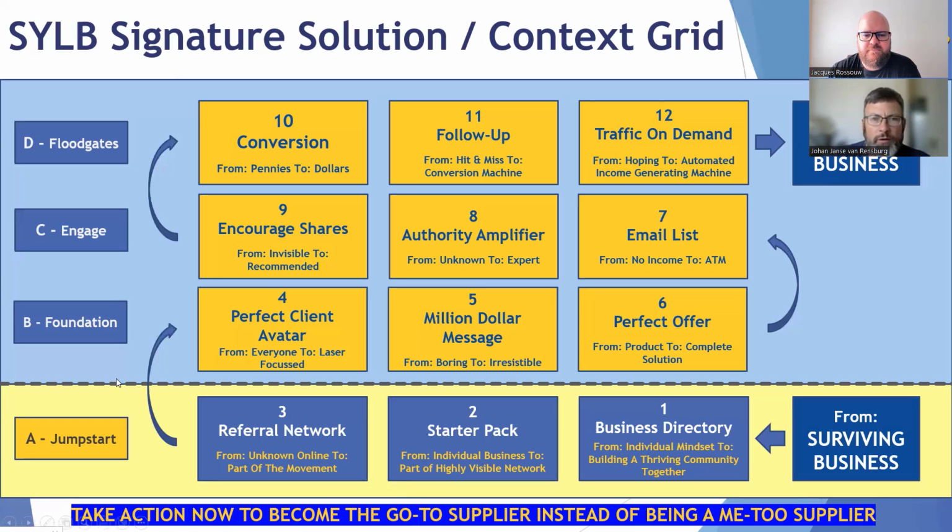And I just want to show you. $1 million message, boring to irresistible. You understand what we're saying with take action now to become the go-to supplier instead of the me-too supplier. Everything that we do here, all 12 steps, will support that theme and will support the surviving, thriving business theme.